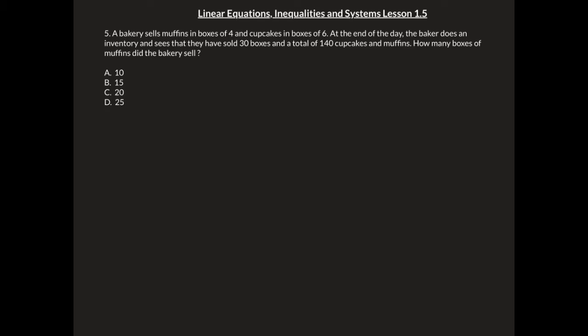So the first thing that we should see is our first sentence. A bakery sells muffins in boxes of 4 and cupcakes in boxes of 6. So let's underline that because that tells us how many is in each type of box. So at the end of the day, the baker does an inventory and sees that they have sold 30 boxes and a total of 140 cupcakes and muffins. So I'm going to do a double underline on this.